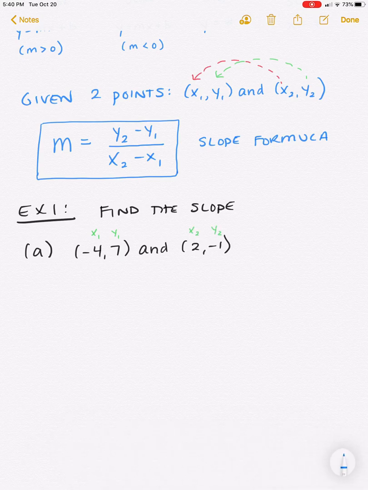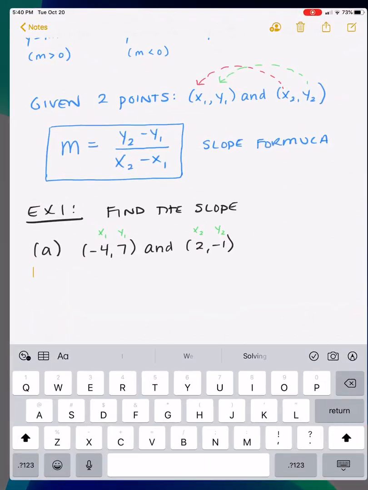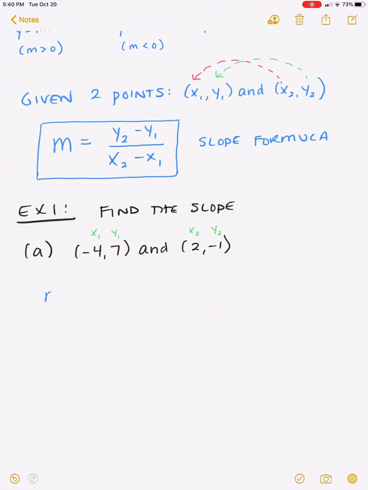So I'm going to plug this into the slope formula. It's going to go m equals y sub 2 minus y sub 1. So we're going to subtract -1 minus 7. You can see right here that I'm subtracting these. And I'm going to divide that by x of 2 minus x of 1. Now here's where we need to be careful. This is 2 minus, and we're subtracting a -4. Make sure we don't write 2 minus 4. It's actually minus a -4.